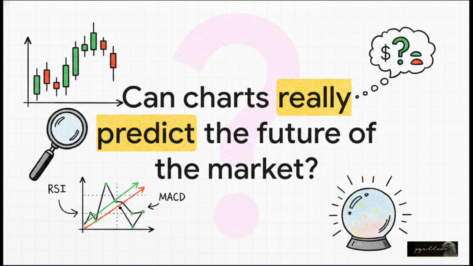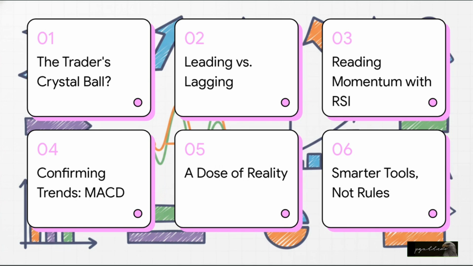That's the million-dollar question, isn't it? And while nobody has a crystal ball, millions of traders out there are convinced that if you can learn to read a chart, you're getting pretty close. For so many of them, indicators like RSI and MACD are the secret decoder ring for figuring out what the market might do next. All right, so here's the game plan.